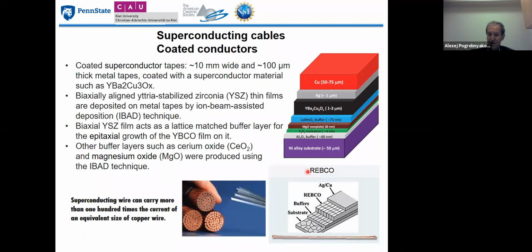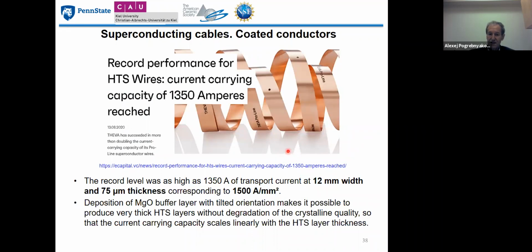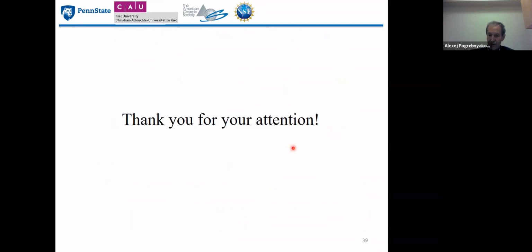That is the cross section of a superconducting cable. And this is the latest achievement in the production of high temperature superconducting wires and tapes at a company of Teva. Last year, they achieved the record of 1500 amperes per square millimeter critical current density, because they found how to improve the process of fabrication. So thank you for your attention.